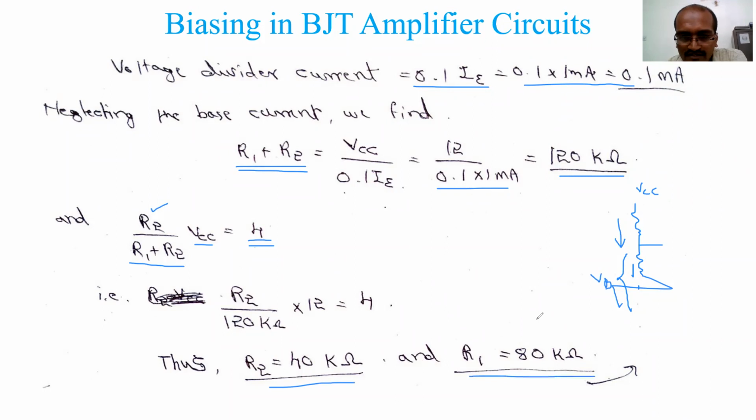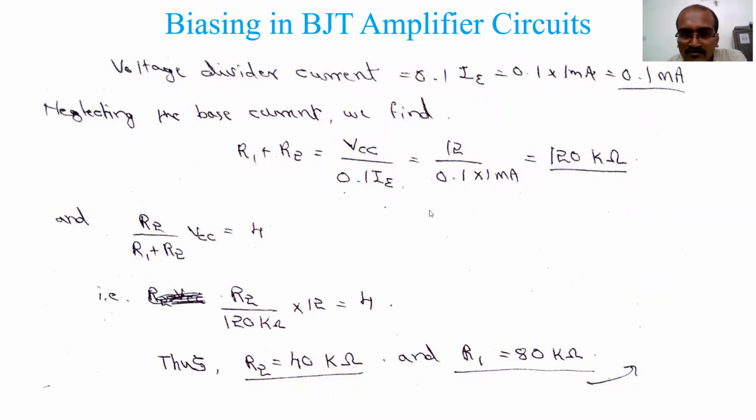Now at this point, since you got R1 and R2, and we have designed this based on the assumption of 0.1 IE and VB equal to 1/3 of VCC, we have to check at this point: is it satisfying IE equal to 1 milliamp? Is it going to give that current? Just cross verifying our calculation. If there are minor mistakes, minor changes, we have to do that. Because it is analog circuits, design and analysis, just design does not work. You have to do analysis parallelly.